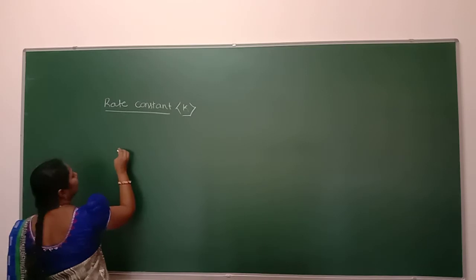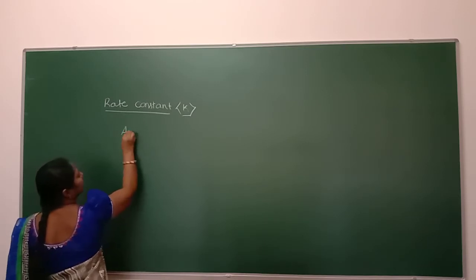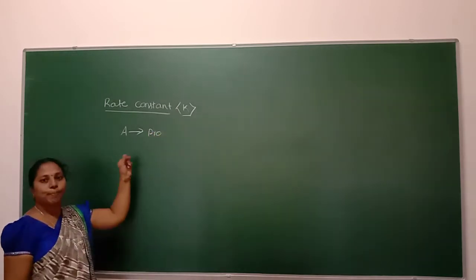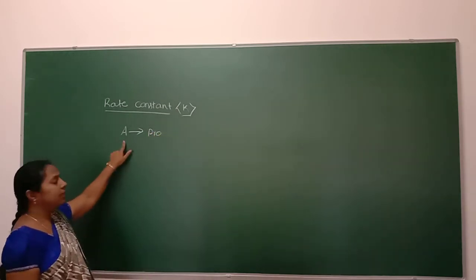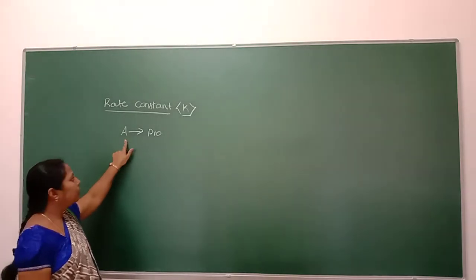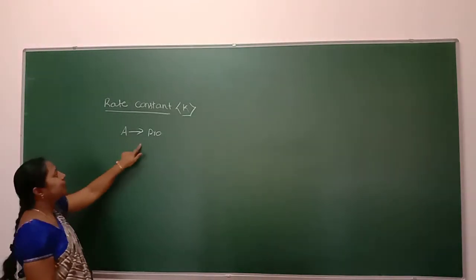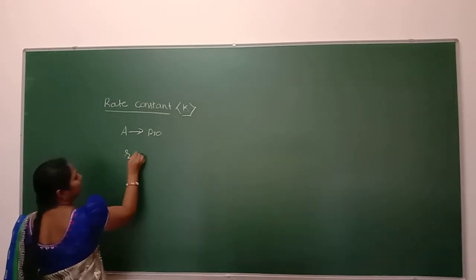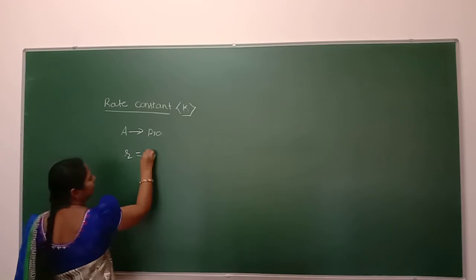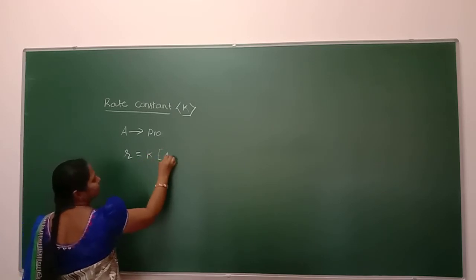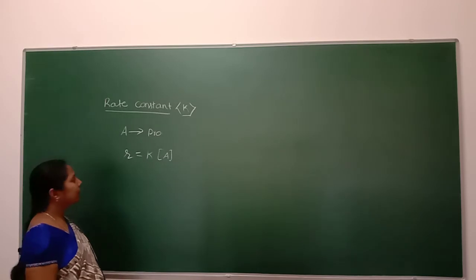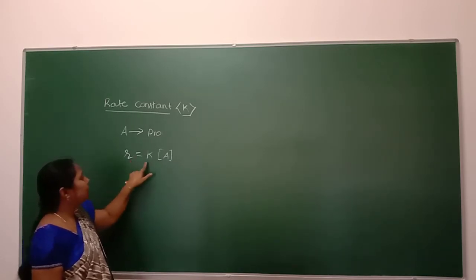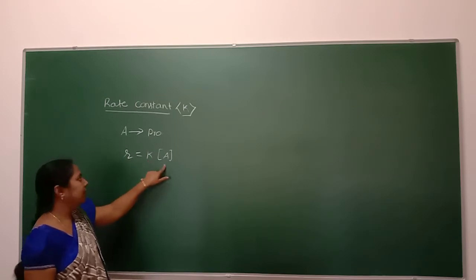To go for the definition of the rate constant, we will consider one of the chemical reactions, A gives products. Here A is the reactant. It undergoes reaction to produce product. So how can we represent the rate expression for this chemical reaction? That is, small r is called the rate of reaction, which is equal to K into the concentration of reactant A. So r is nothing but the rate of reaction. So rate of reaction is equal to K into concentration of reactant A.